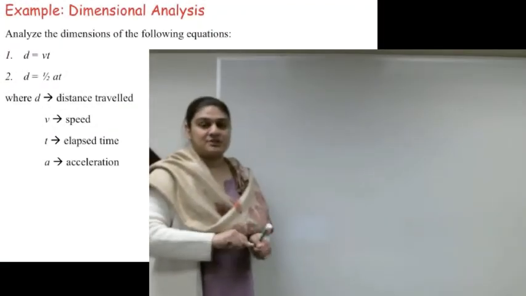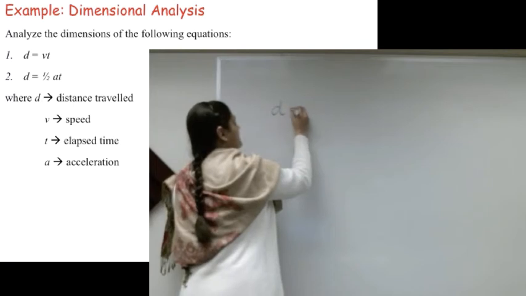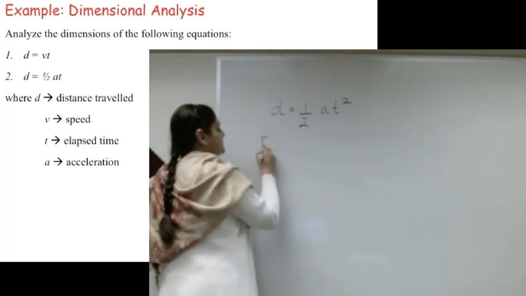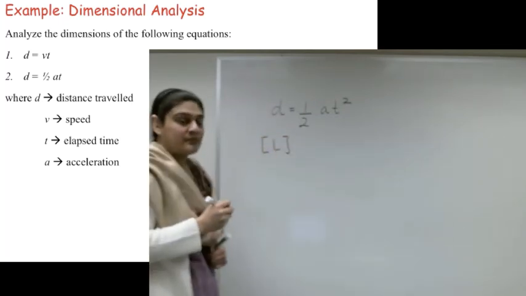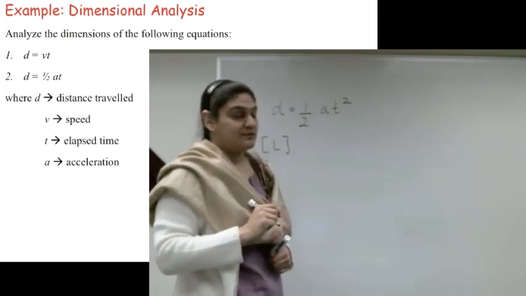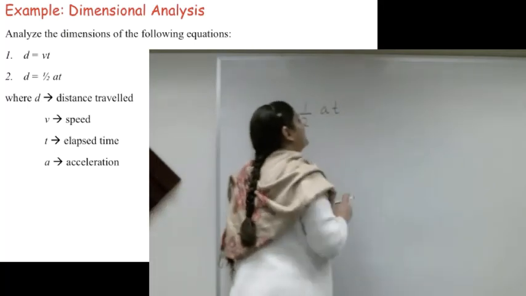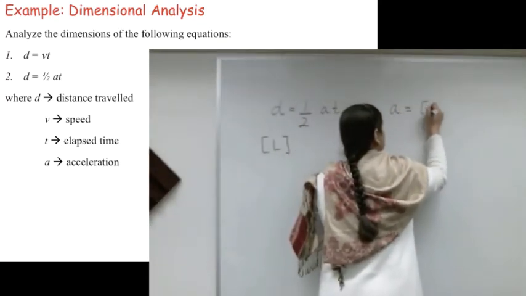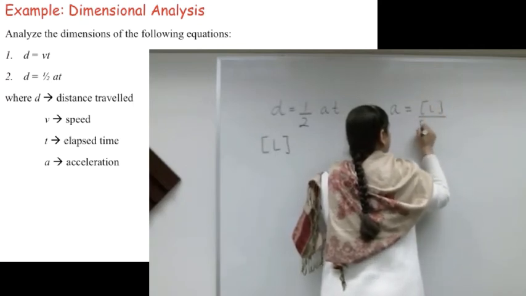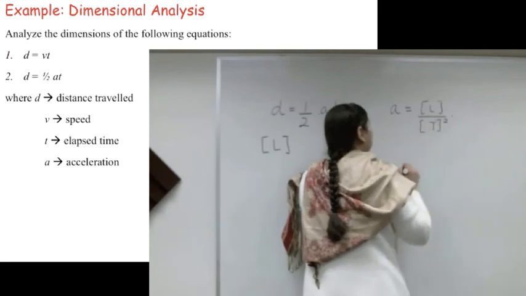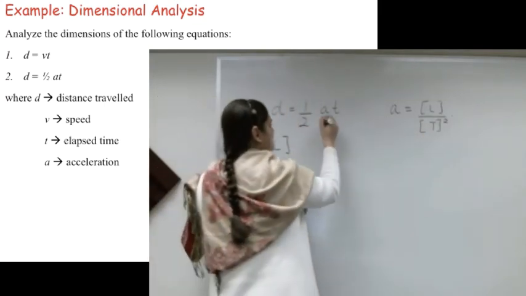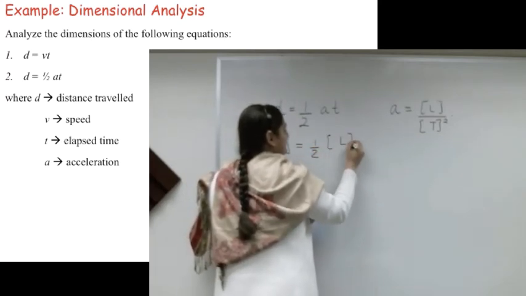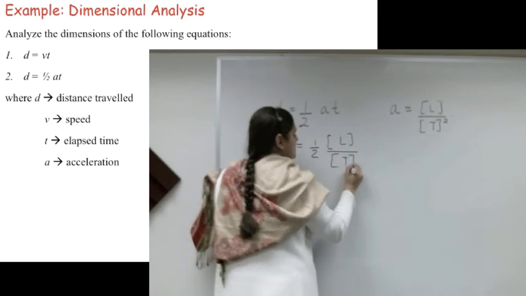Now, let's look at the second expression. That is d equals 1/2 at squared. Again, the dimension of d, which is distance, is length. Now a is acceleration. A is acceleration, right? So the dimensions of a should be length per T squared. Okay? Once I plug that back into here, what should I get? Equals 1/2 length over T squared times T squared.